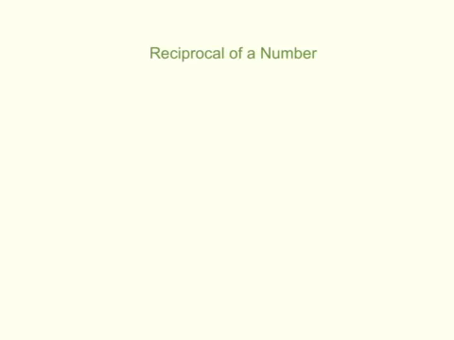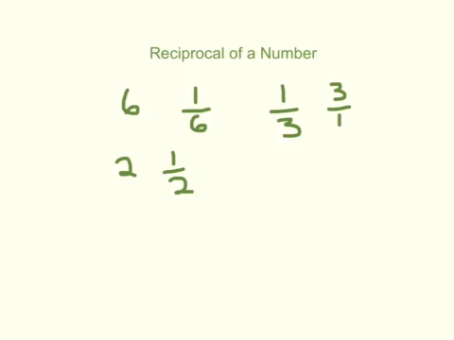We used the term reciprocal on the previous page without really defining it very well. The reciprocal of 6 is 1 over 6. The reciprocal of 2 is 1 over 2. The reciprocal of 1/3 is 3 over 1. You just turn the number upside down. For instance, if we go back to this 6, that was really 6 over 1. And the reciprocal is 1 over 6.